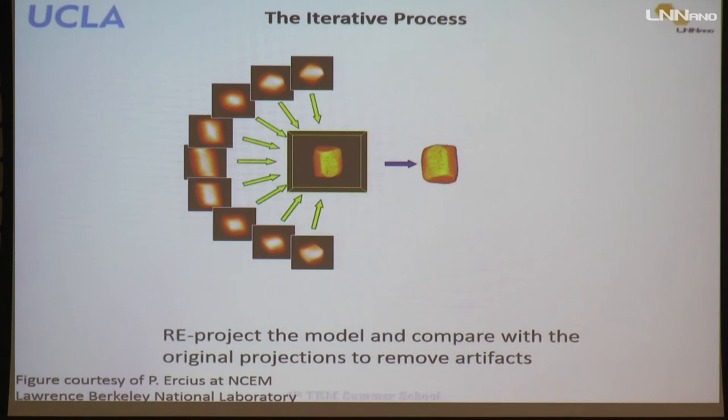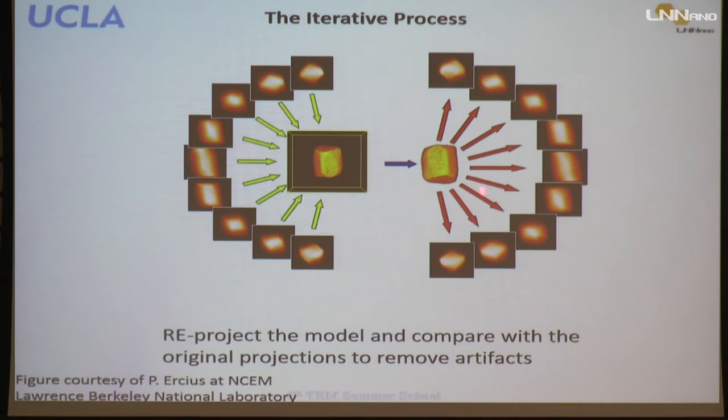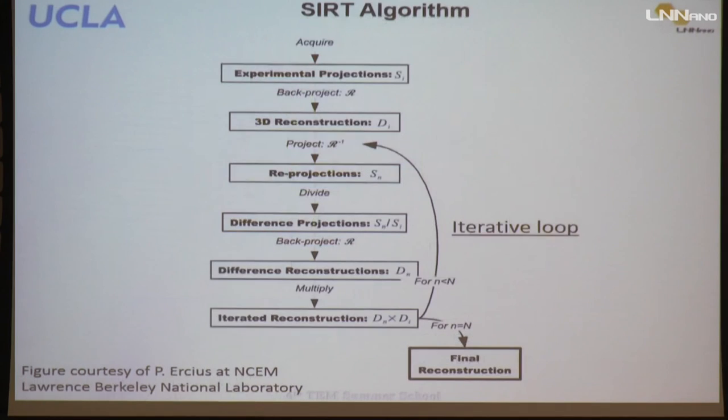So this one actually makes the convergence slower. And this is just showing the iterative process. We get the original projection from here, and I do the back projection and compare this back projection from the object, each one, and update this object to get this back projection better matched with the original experimental projections. So this is the concept of the iterative process.